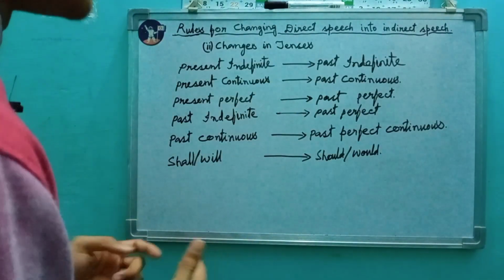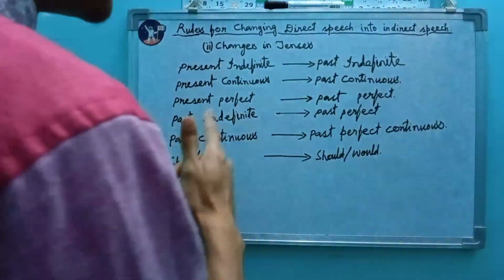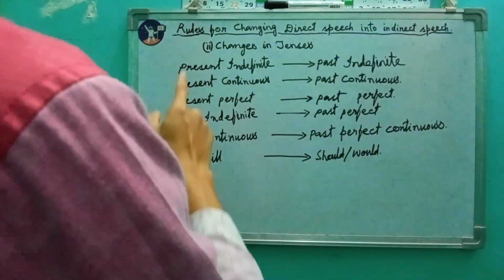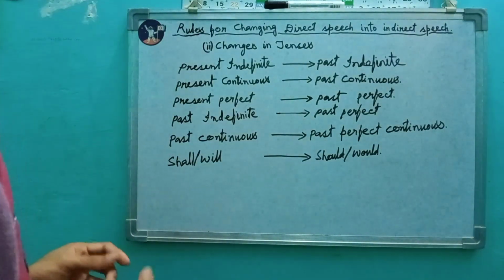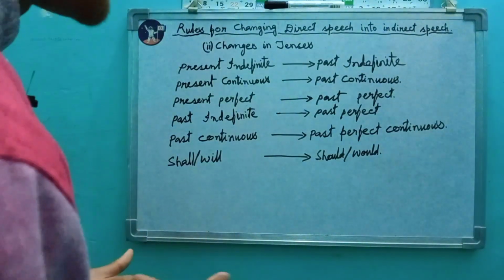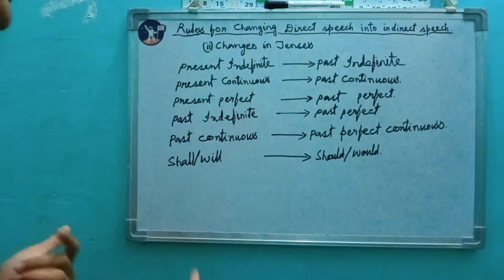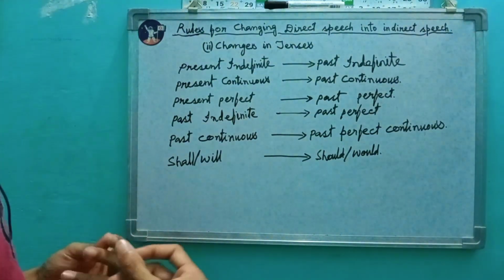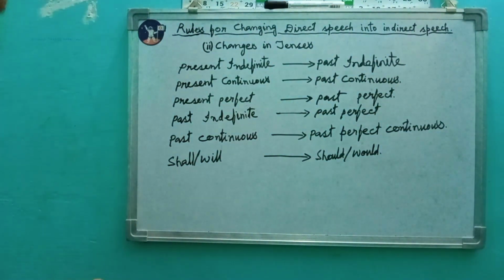Present continuous tense becomes past continuous tense. Present perfect tense becomes past perfect. Past indefinite becomes past perfect. Past continuous becomes past perfect continuous. Shall and will become should or would.